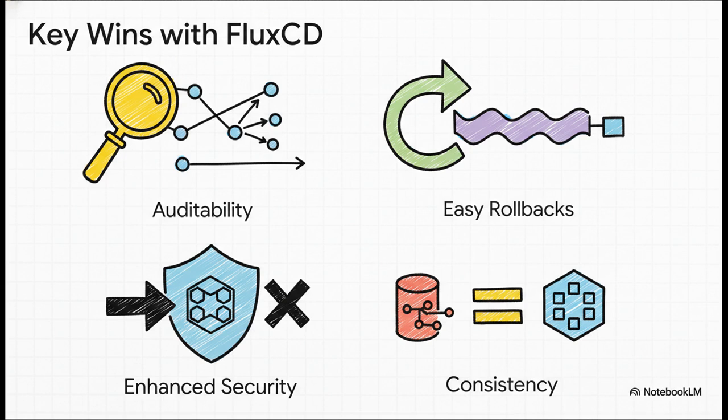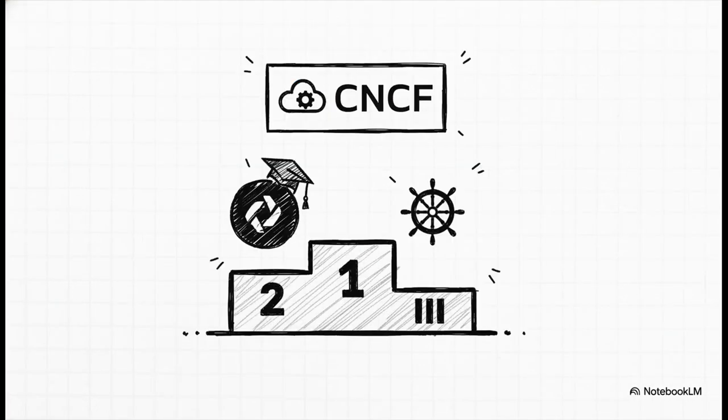Third, security is way better. Flux pulls changes from inside the cluster, so you never expose your cluster's credentials to an external CI server. And finally, you get consistency. You can sleep well at night knowing that what's in your main branch is exactly what's running in production. And this isn't some experimental fringe tool we're talking about. Flux is a graduated project with the Cloud Native Computing Foundation. That's the same organization that manages Kubernetes itself. That means it's in the top tier of maturity and reliability, trusted by huge companies all over the world.